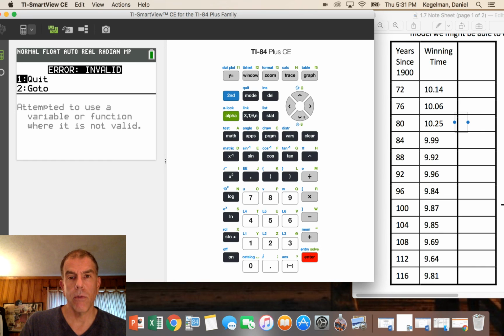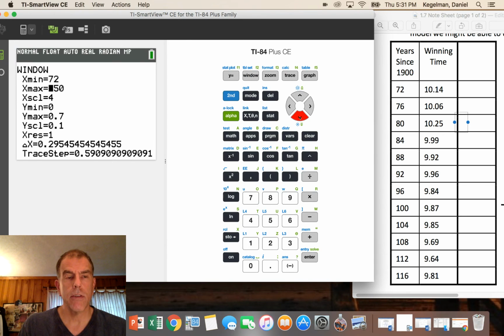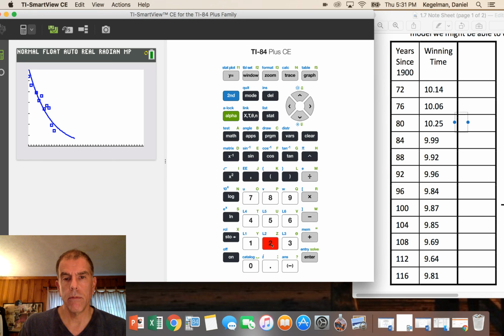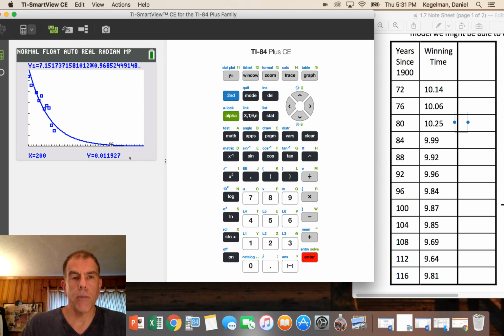So in order to fix this, right now it's telling us you can't have a 200 there. So I can clear that out and hit my window. And now if I set my X max to be 200, or even 250, now I can put in any X value up to 250. So I can do second calc value and put in 200 now. There we go. So this would be the year 2100, and it's predicting a 9.501 would be the time that it's predicting there.